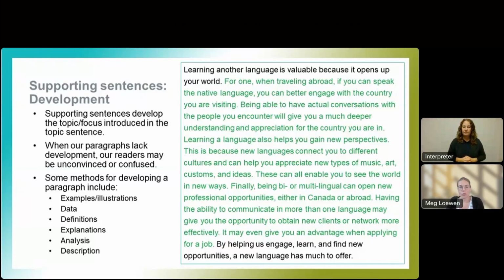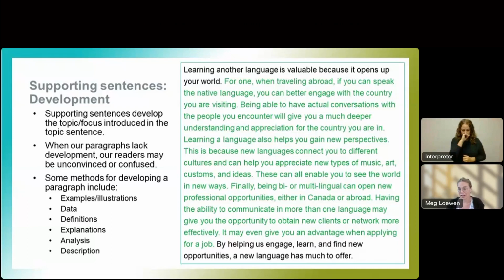So there's a few different ways that you can develop your ideas in a paragraph. These are just a few of the more common methods. Providing examples or illustrations. That's very commonly used. And if you are struggling to develop an idea, this is a good place to start, right? You can think, for example, and then think of some sort of example from your life or from readings that you've done that work to support your topic sentence.